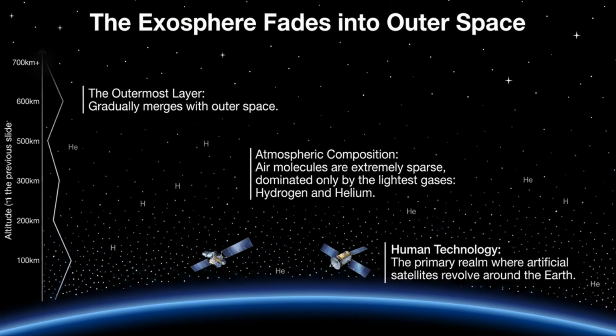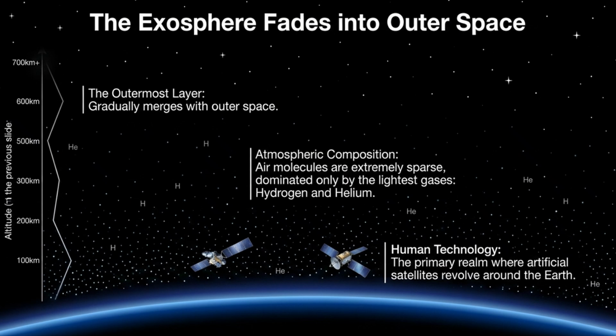Now we come to the outermost layer of the atmosphere, that is the exosphere. The exosphere is the highest layer of the atmosphere. It gradually merges into outer space. So there is no sharp boundary between the atmosphere and space here. In this layer, the air is extremely thin. The gas particles are very far apart and the main gases found here are the lightest ones, such as hydrogen and helium. This is also the region where artificial satellites move around the Earth.